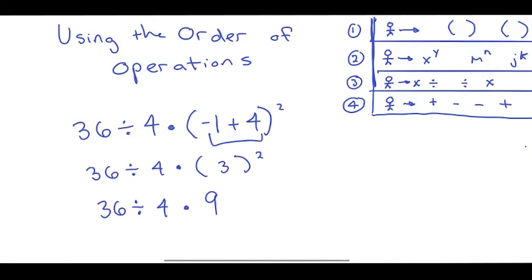We go back up to our game board, and we are now in level 3. Level 3 is multiplication and division from left to right. So I start at the left, and I work my way right. 36 divided by 4 is 9. So 9 times 9, that is 81. So my final answer is 81. And that's how you use the order of operations.